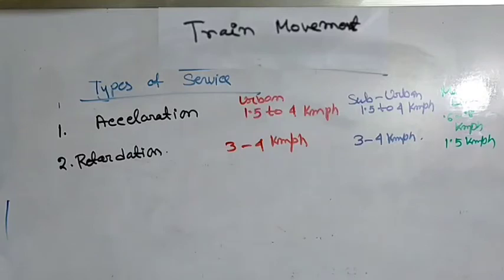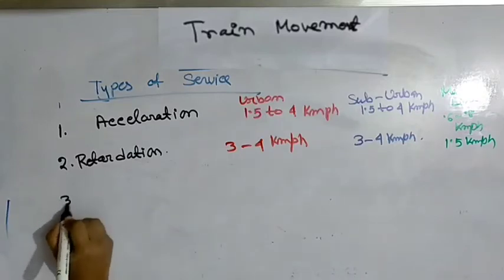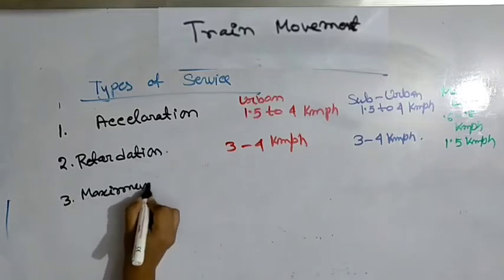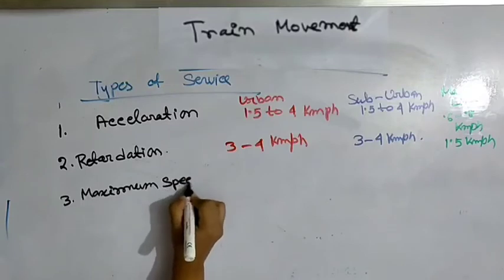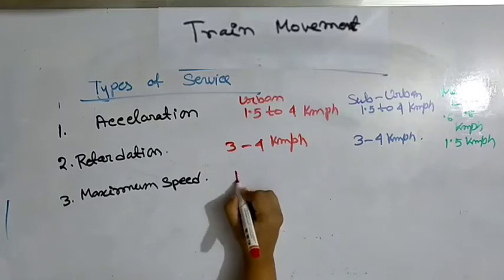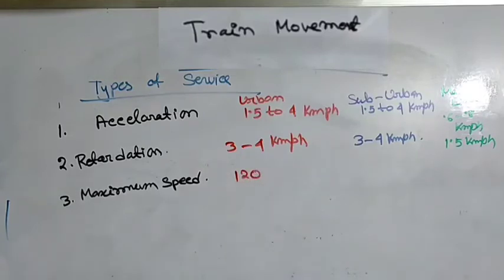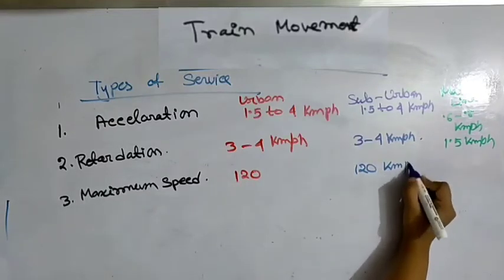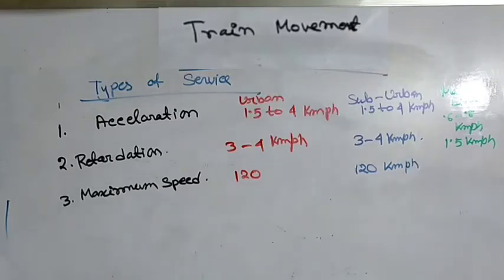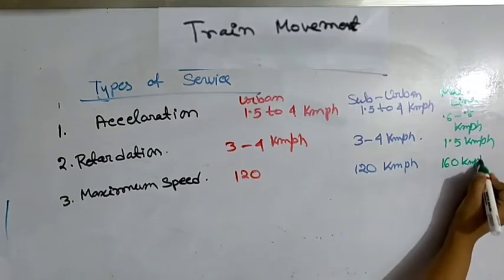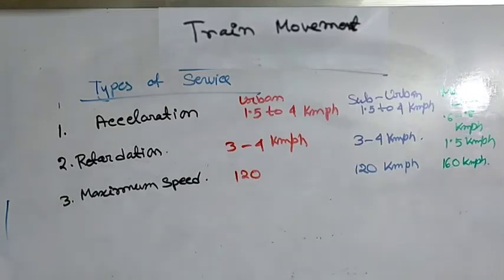Next parameter is maximum speed. Now for urban service, it is near about 120 kilometer per hour. For suburban service, it is similar to urban service, 120 kilometer per hour, and for mainline it is 160 kilometer per hour.